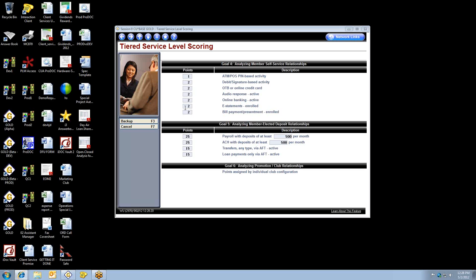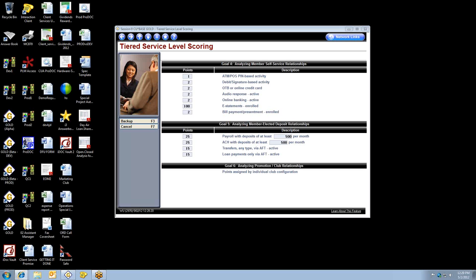So e-statements, for example, if this member happens to be enrolled for e-statements at the end of the month, I may award 100 points for that particular option. It simply just looks for anybody who has an e-statement enrollment. If they happen to be unenrolled from e-statements or they were enrolled at one time, it does not score them. They have to be enrolled on the date of the scoring.